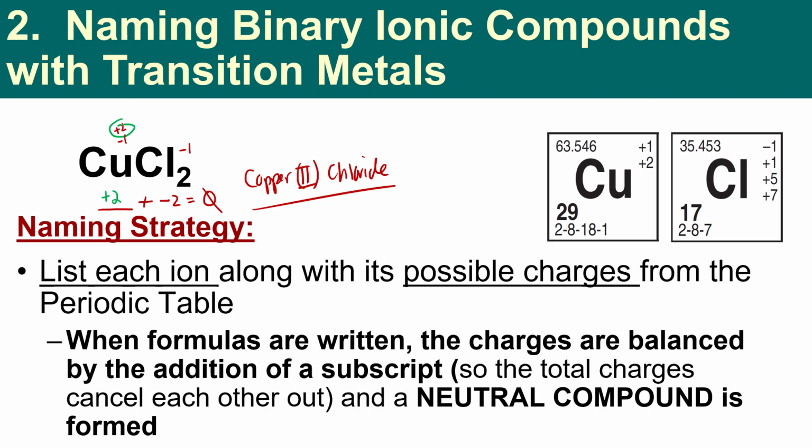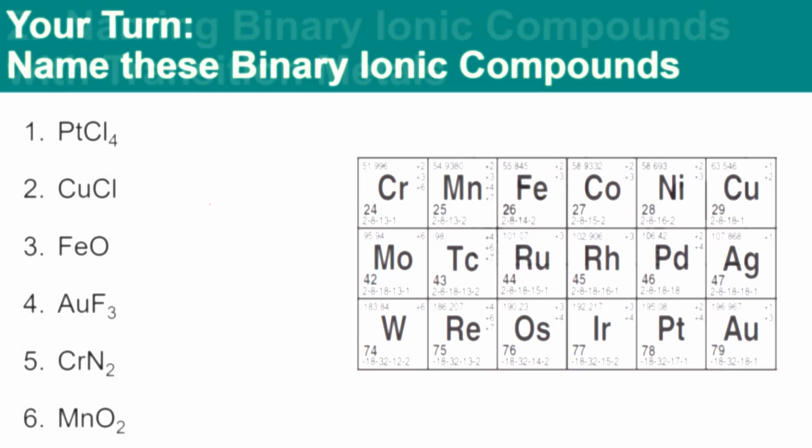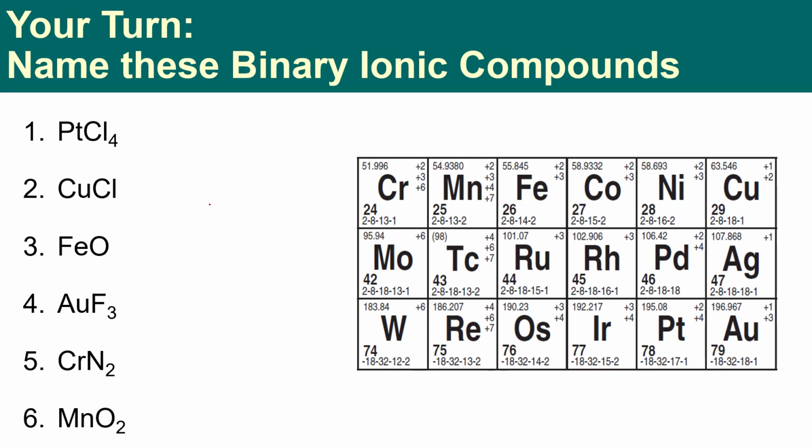So that is the way to dissect formulas when you don't really know what charge they're using. Do a little bit of algebra, list all the charges, figure out what cancels it out to make it 0, and that will set you on your way to using the correct Roman numeral in your name. So now it's your turn. Here are 6 examples of ionic compounds that contain transition metals, which may or may not need Roman numerals. So make sure you consult the periodic table before you name, list all your charges, and then figure out what you have to use to cancel out the negatives and leave you with an electrically neutral compound. Pause the video now and then unpause when you're ready for an answer.